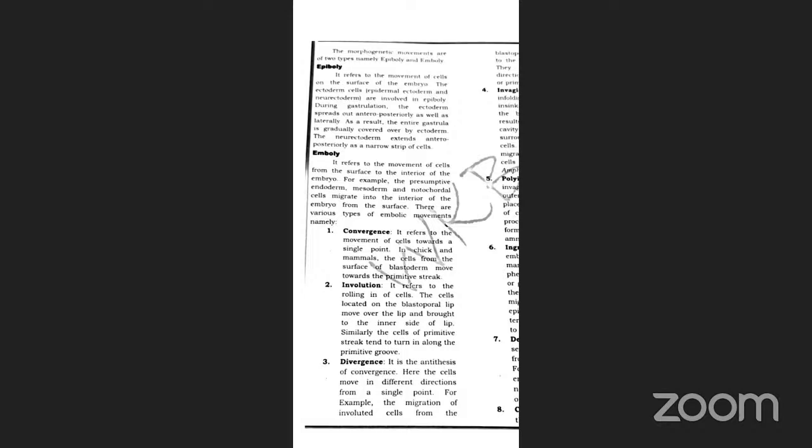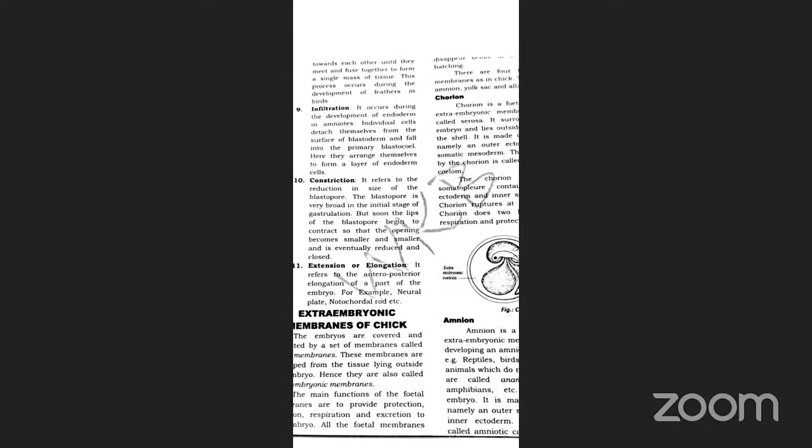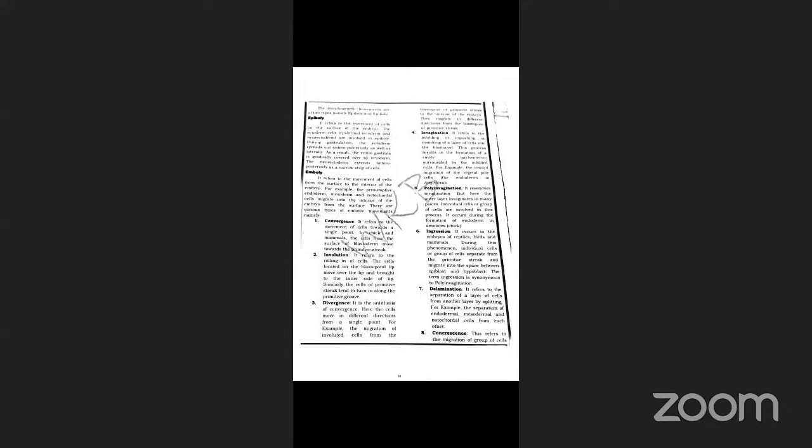Then emboly, it refers to the movement of the cells from the surface to the interior of the embryo. So presumptive endoderm, mesoderm, notocaudal cells will be migrating inside, and they have the space called the archenteron with it. And these embolic movements are of different types. They are convergence, involution, divergence, invagination, polyinvagination, ingression, delamination, concrescence, and the last ones, infiltration, constriction, extension. All these are different movements of the cells wherein they will be covering it up and taking up their spaces.